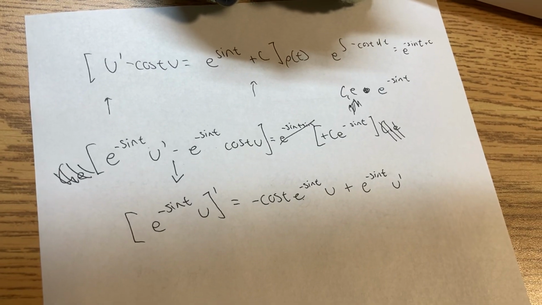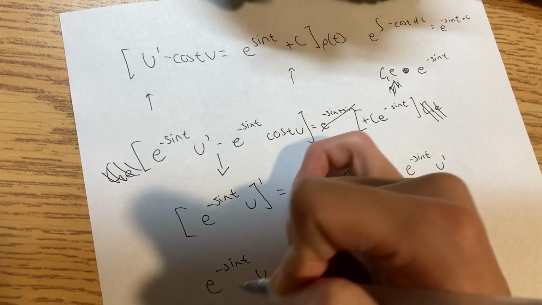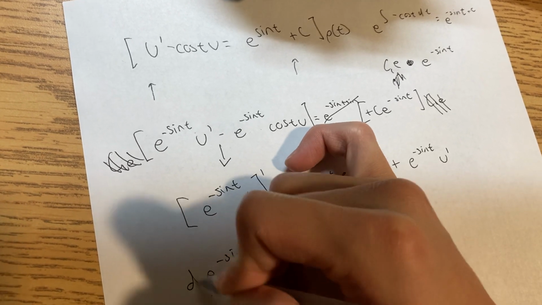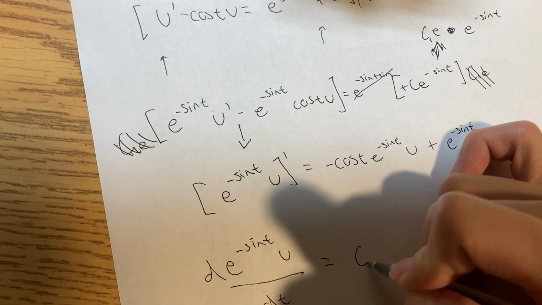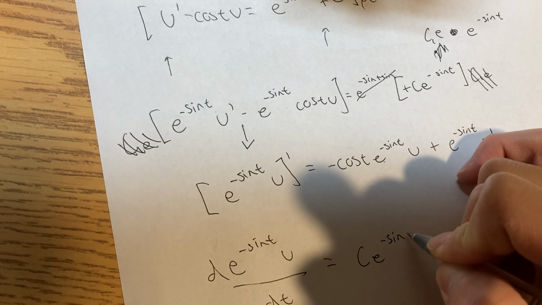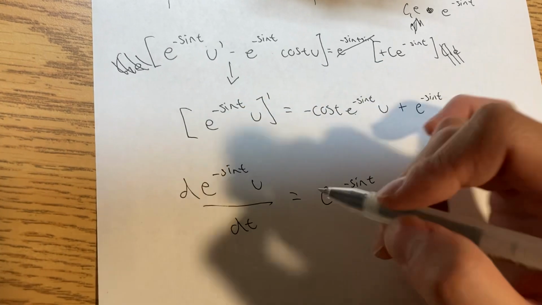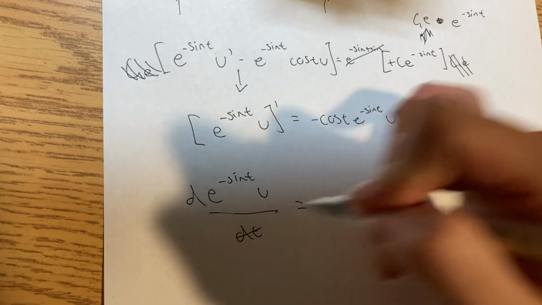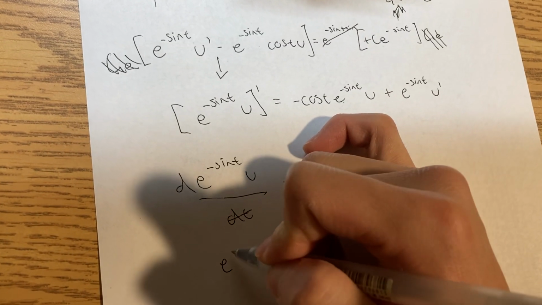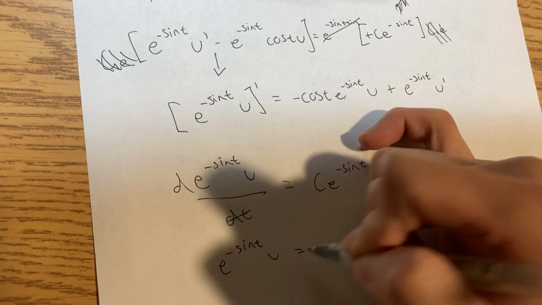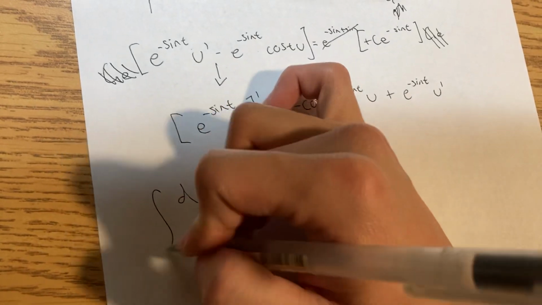Okay, so now that we have another form of this, we have e to the negative sine t u, dt is equal to this abomination, c e to the negative sine t. Now we just bring the dt over, and we integrate again. We get e to the negative sine t u is equal to c, integrating this is kind of messy.